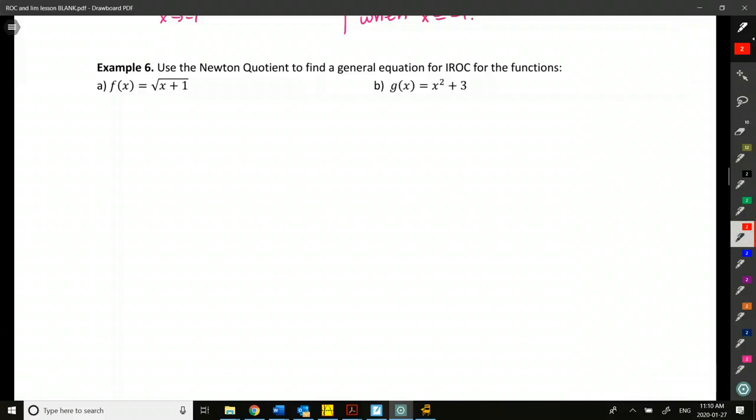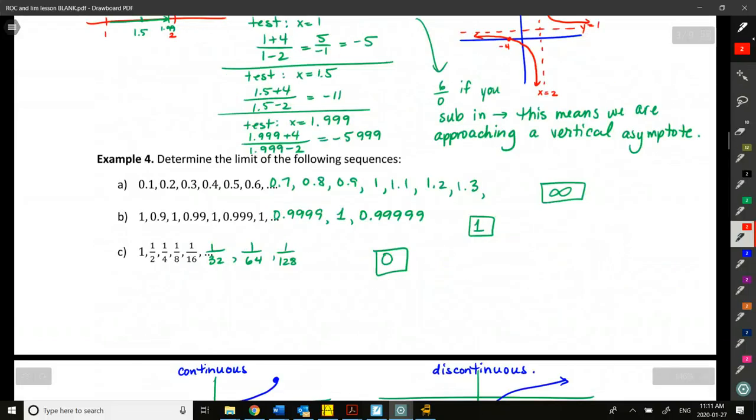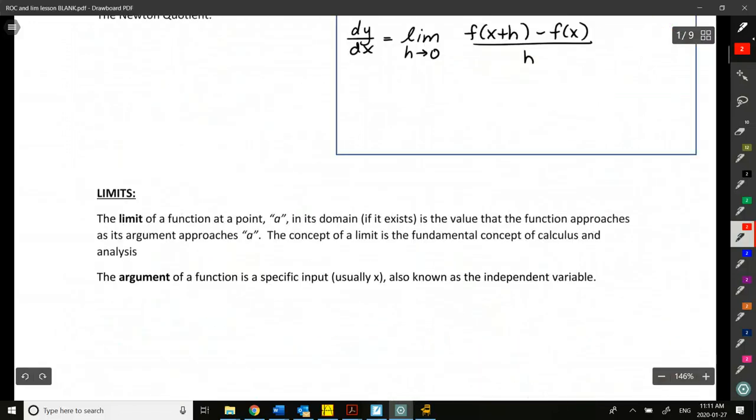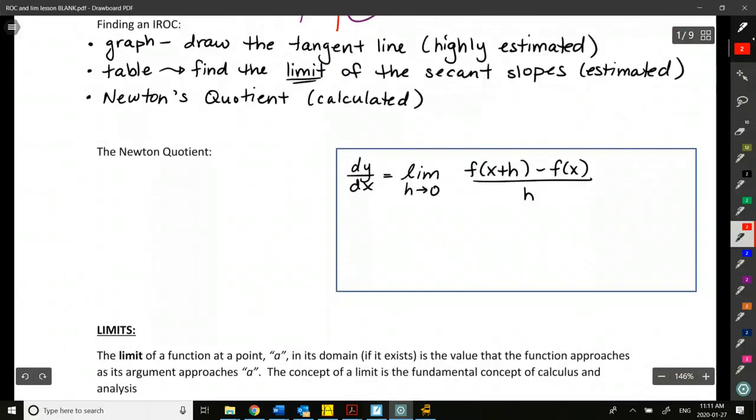So Newton quotient allows us to find the equation for instantaneous rate of change for anywhere on the function we could possibly want to calculate. So we're going to use the Newton quotient to find the general equation for instantaneous rate of change. And once we have that, I can literally just plug in x coordinates and I can find any instantaneous rate of change that I want. So the first thing that we need to know in order to use the Newton quotient, which is back up here, just as a reminder, this is what we're going to use. I'm also going to give just a brief explanation here.